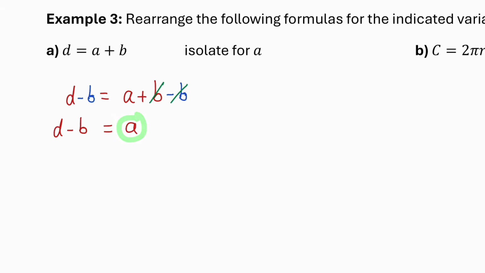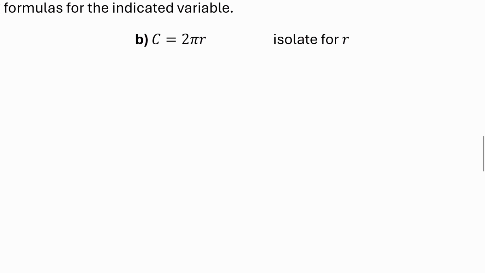But like I said, usually we write the isolated variable on the left side of the equation. If d minus b equals a, I could write equivalently that a is equal to d minus b. So here's the version of the original formula that now has a isolated. Let's move on to part B.